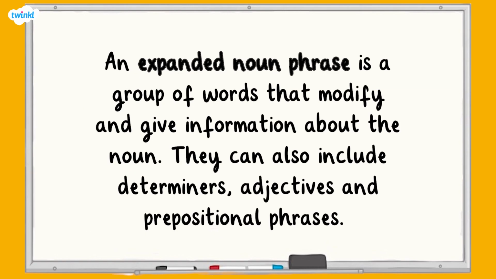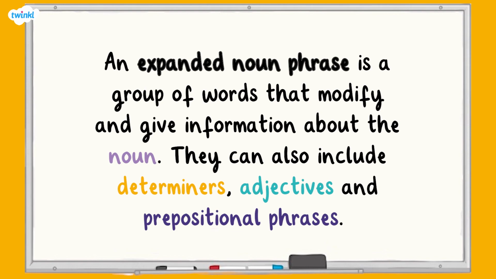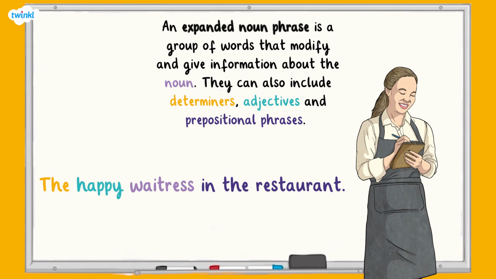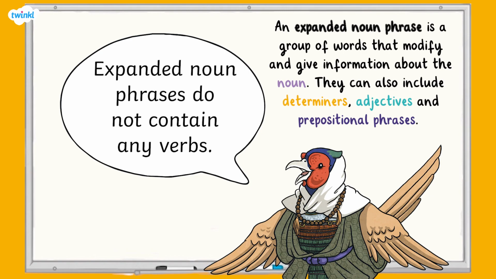An expanded noun phrase, otherwise known as a noun phrase, is a group of words that modify and give information about the noun. They can also include determiners, adjectives, and prepositional phrases. That superhero with the yellow cape. The happy waitress in the restaurant. Expanded noun phrases do not contain any verbs.